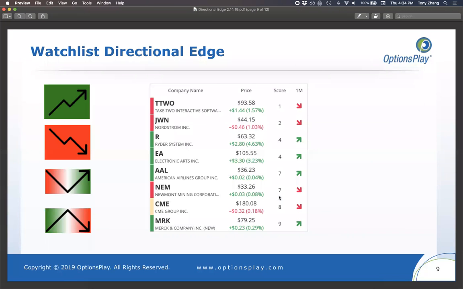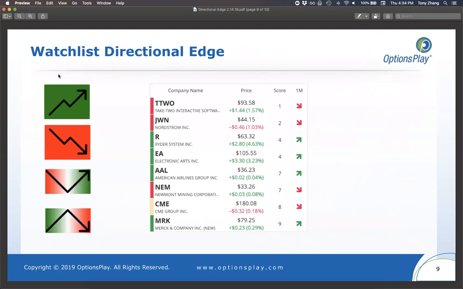Conversely, on the other end of the spectrum, American Airlines and Merck's, score of 7 and score of 9, and as you can see, it's green across the board. So these are 2 that I would consider strong bullish stocks, stocks that are outperforming the markets and they have bullish trends. So if I'm looking for some bullish candidates, these are the types of stocks that I would be looking for.